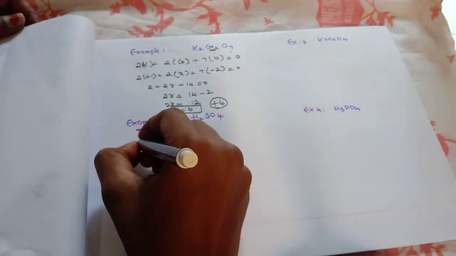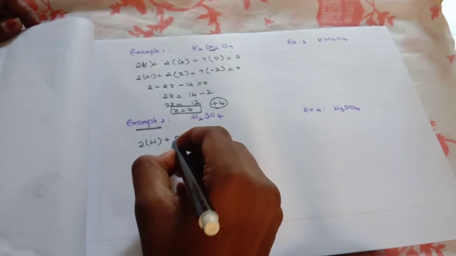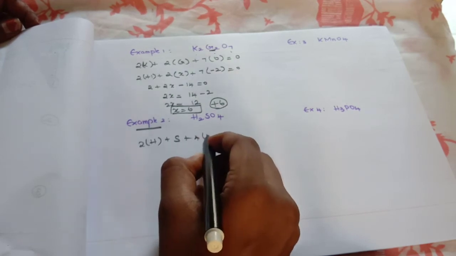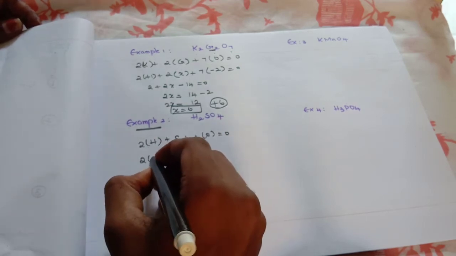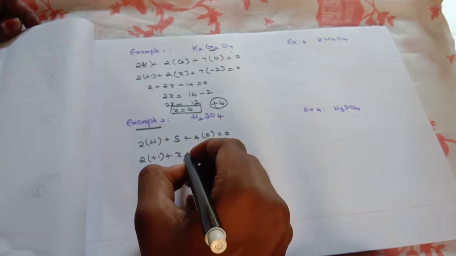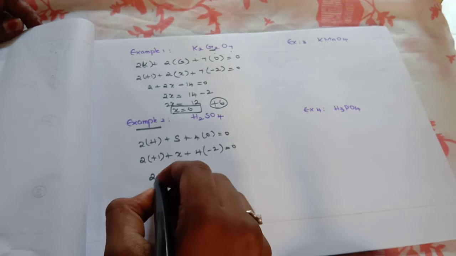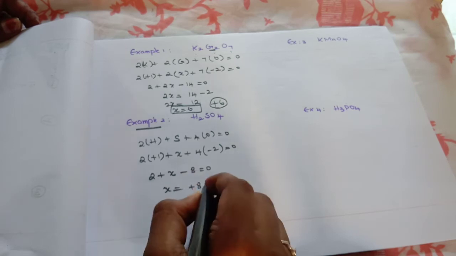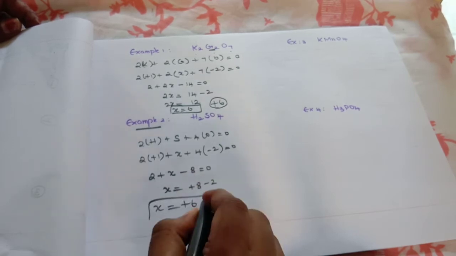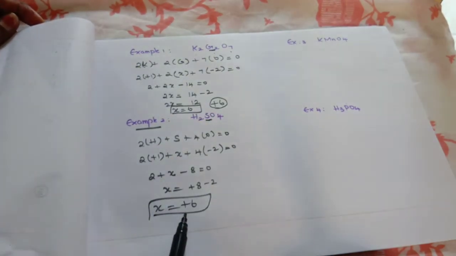H2SO4. H2SO4 is nothing but sulfuric acid, right? Just write it first. 2 times hydrogen, you can see it, right? Plus sulfur plus 4 times oxygen equal to 0. Why 0? Because we don't have any charge over here. 2 times hydrogen is always plus 1, right? According to our rule. Minus 2 is the oxidation number of oxygen. 2 plus x minus 8 equal to 0. X is equal to plus 8 minus 2, which is equal to plus 6. So the oxidation number of sulfur in H2SO4 is plus 6.